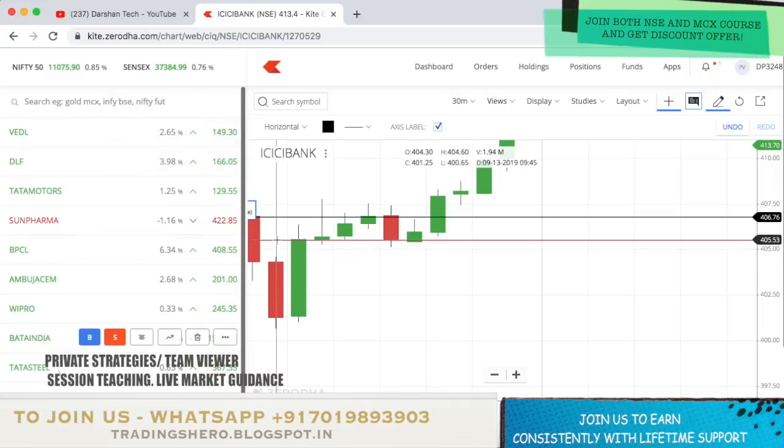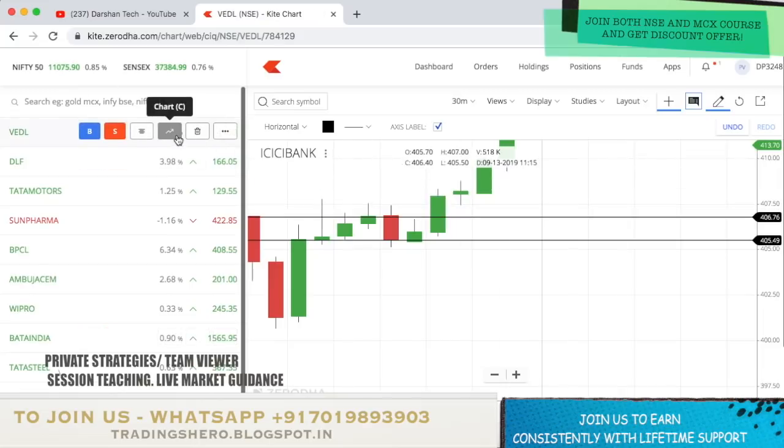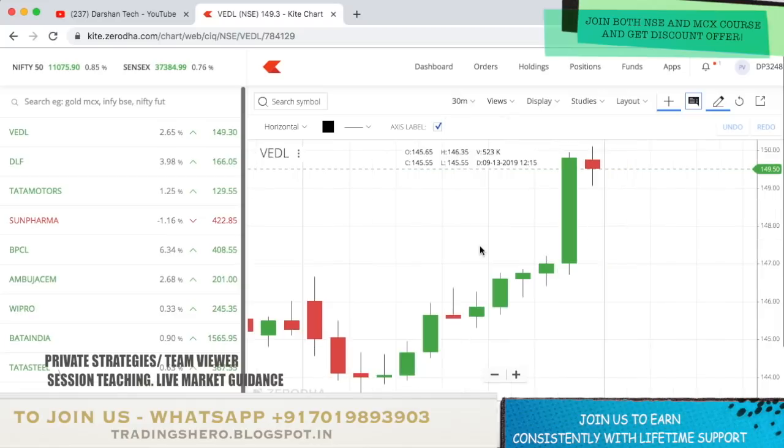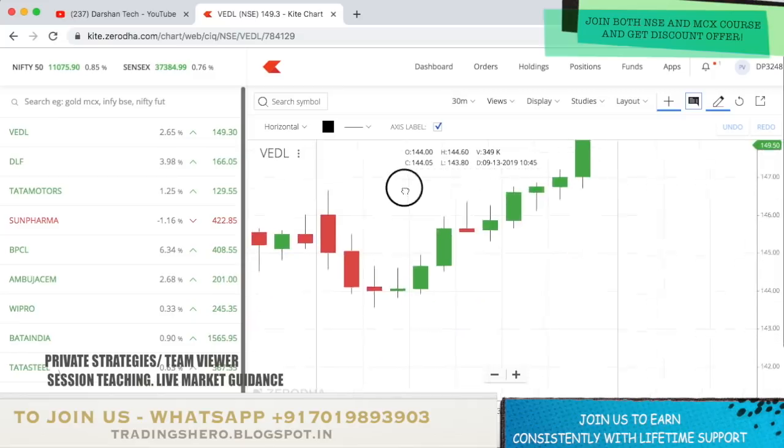Okay, so for this strategy you need to keep watching a few of the stocks in your watch list and then find the formation happening. Okay, so again, and as I said, you should always use 30 minutes candle. So now let me show you the other example.